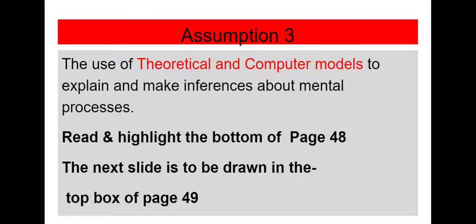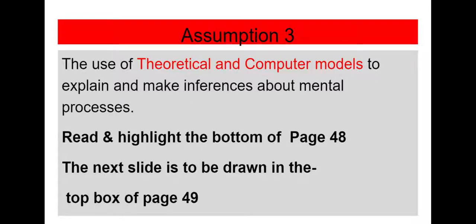Right, we're on to assumption 3, our penultimate one, and this is the idea of the use of theoretical and computer models to explain and make inferences about mental cognitive processes. So here you are going to need to read and highlight the paragraph at the bottom of page 48, and when you have done that, you will then need to turn to page 49, and you will see a box which has MSM in it, which stands for multi-store model.